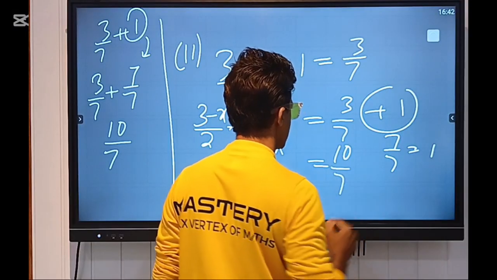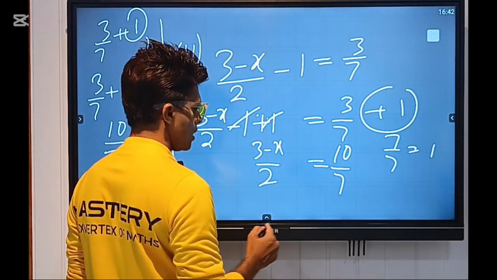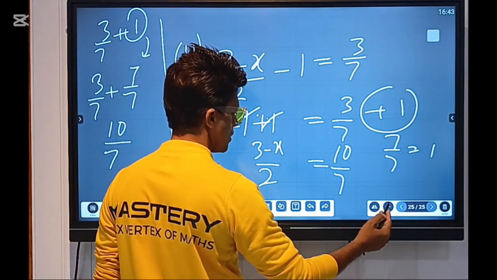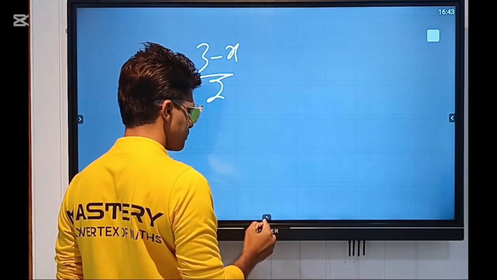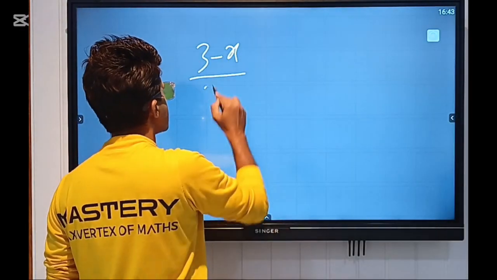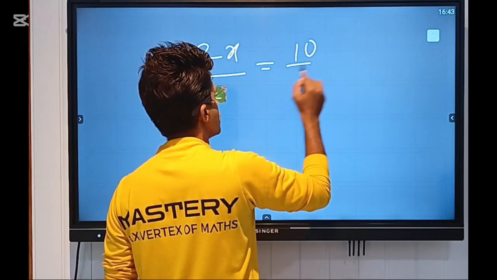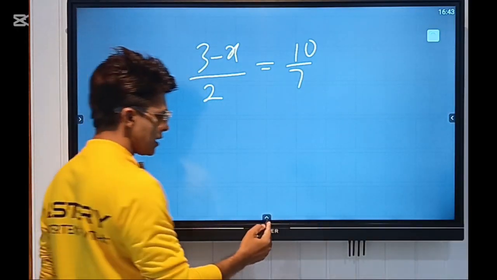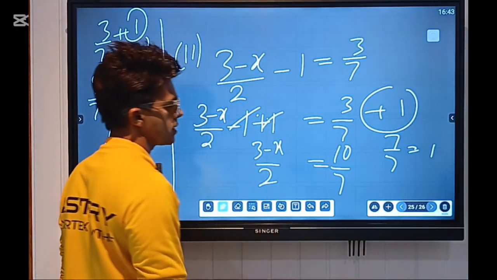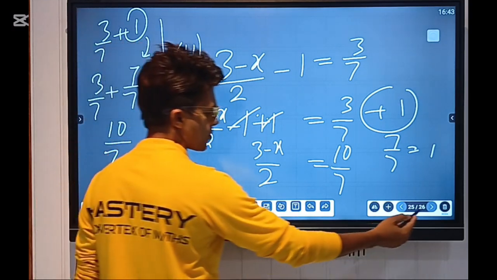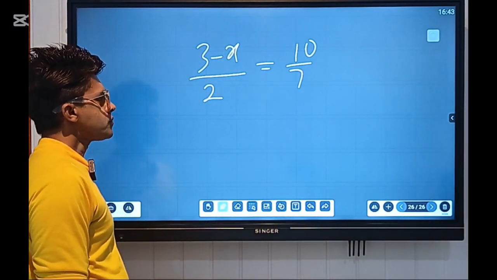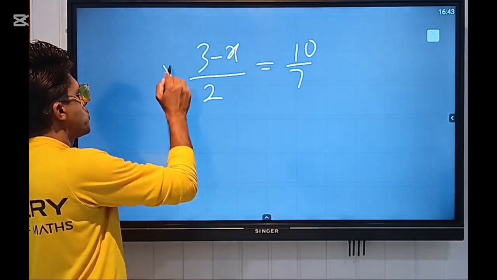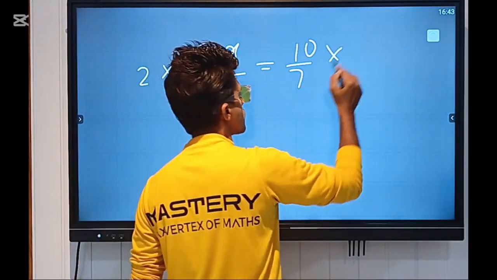10 over 7. So 3 minus 6 over 2 equals 10 over 7. This question is a little bit different from the other questions. So right now we could multiply first both sides by 2.